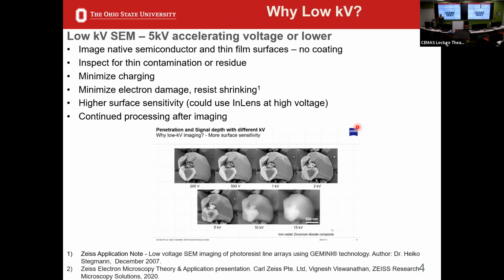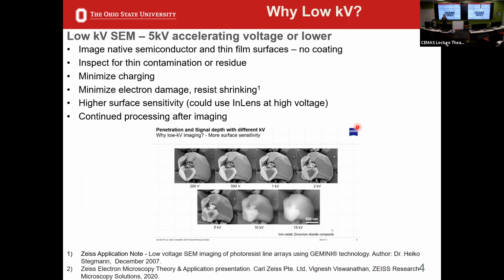Okay, so why low kV? Why are we here? I started to mention this in the last slide, but we want to image the native semiconductor surfaces and the thin films that we create, we deposit and or etch, without coating them. In many cases, it's absolutely critical that we do that, but that's really the driving factor, and the rest of these sort of come along with it.